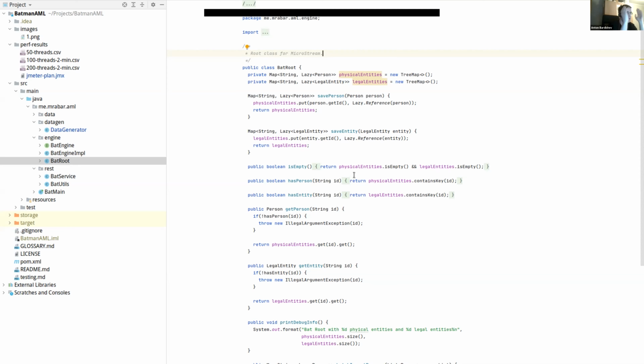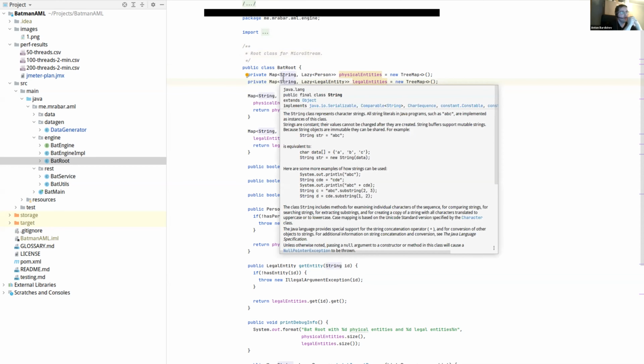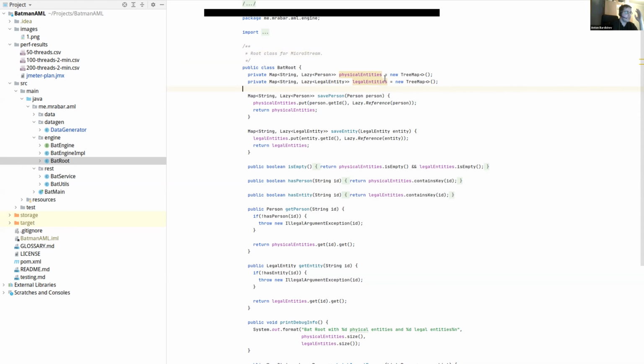I started very simple. I created a bat root element, which is the root element for this project. It stores 2 sets of entries: persons, like actual physical persons, and legal entities. Legal entities are any company, shell, trust, whatever. So here we store a link ID, so registration number, name, whatever we can use to identify the entity, and a lazy reference to where that entity actually is located.